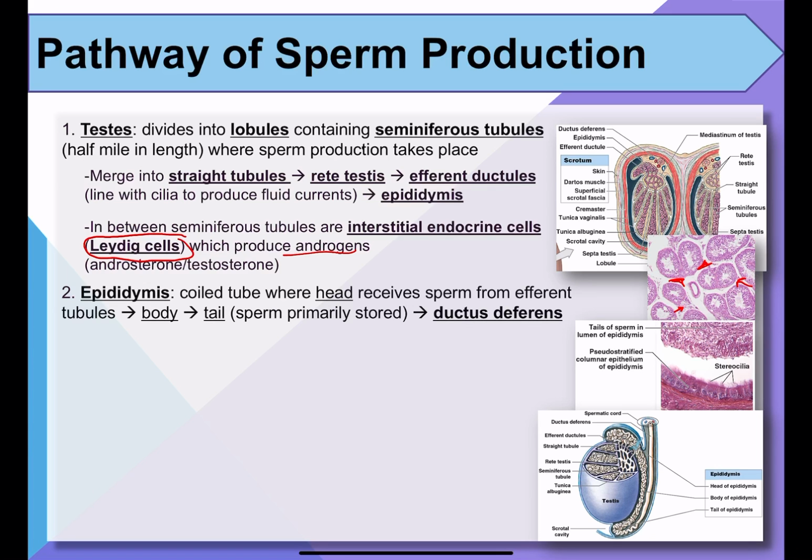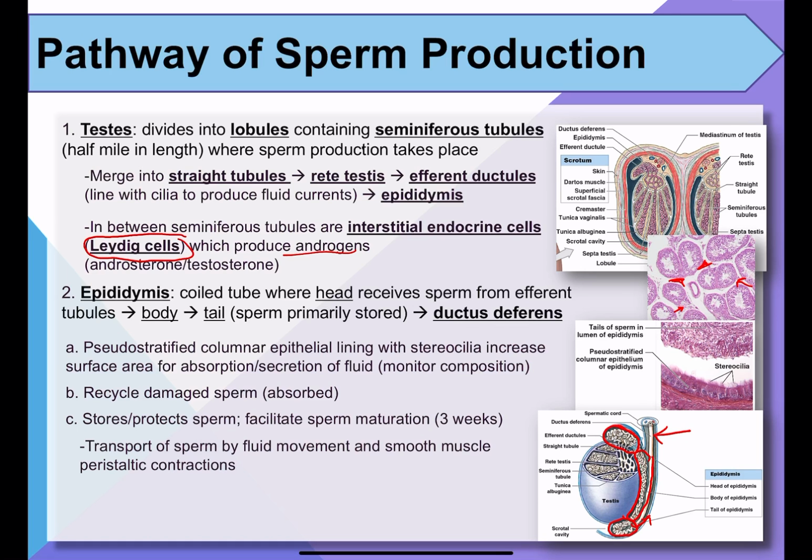Now, once the sperm reach the epididymis, they will then travel through three different parts of the epididymis: the head, the body, and the tail. Now, the head is right here. This is the head of the epididymis. This area is the body of the epididymis, and this area right here is the tail of the epididymis. Now, it is in the tail of the epididymis that sperm are primarily stored while they're still trying to get towards the rest of the reproductive system. And then they will move on to the ductus deferens right here after they exit out of the tail part of the epididymis.